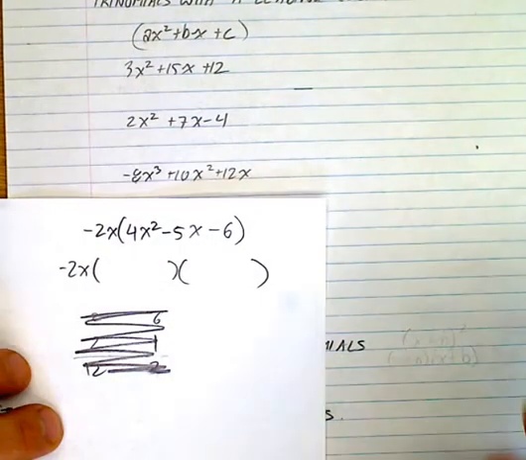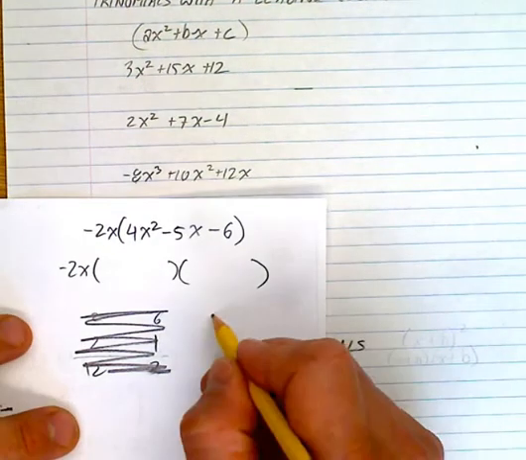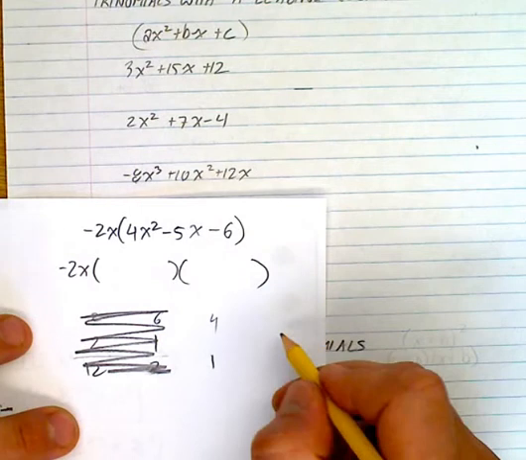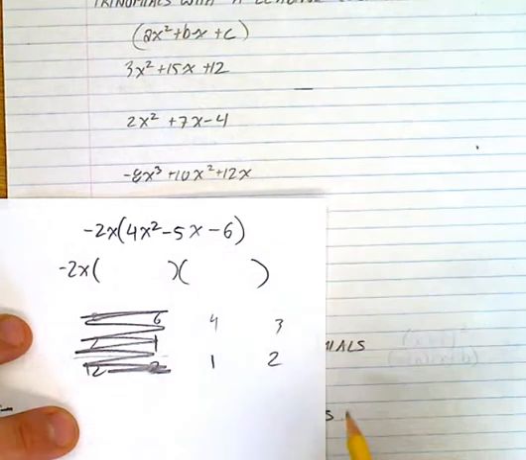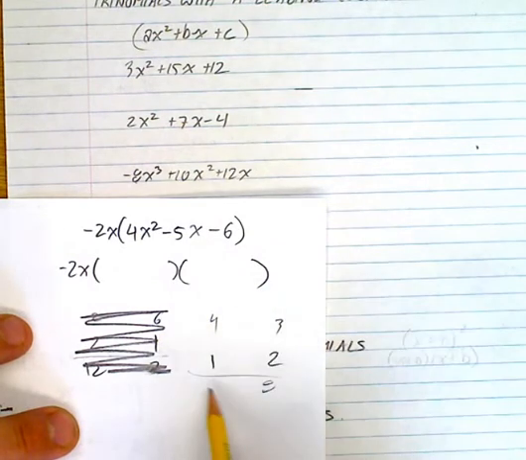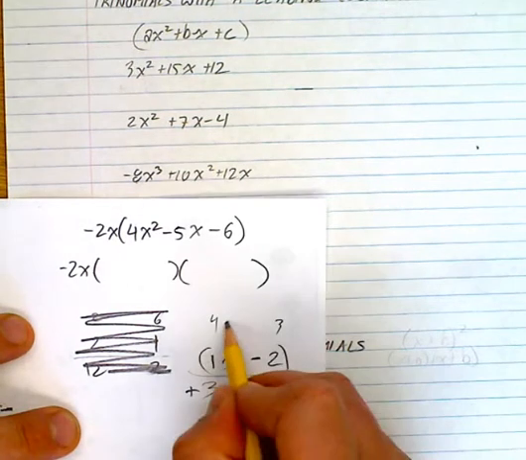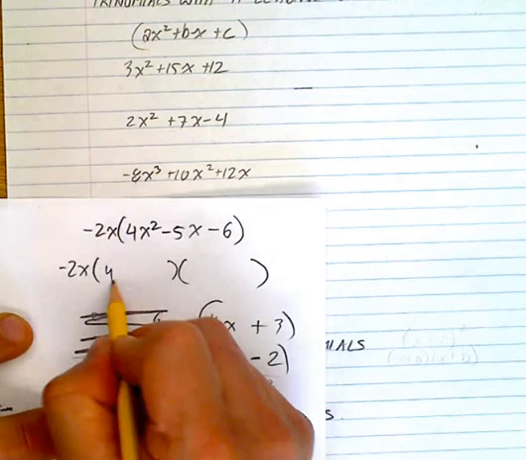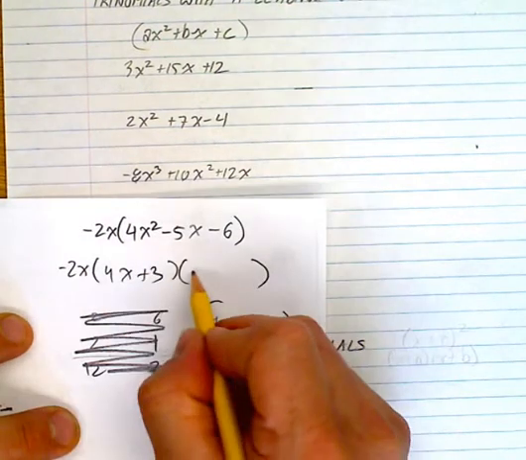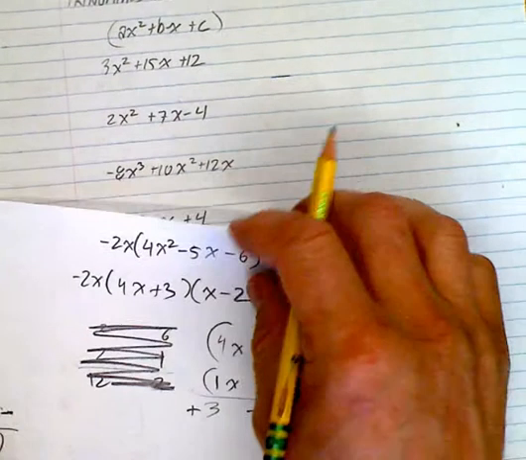Let's go 4 and 1. Let's go 3 and 2. So that gives me 8. That gives me 3. Oh, look, I can get a 5 from 8 and 3. Minus 8 plus 3. The minus comes from here. Boom, there we go. So 1x minus 2, 4x plus 3. There we go. All right.